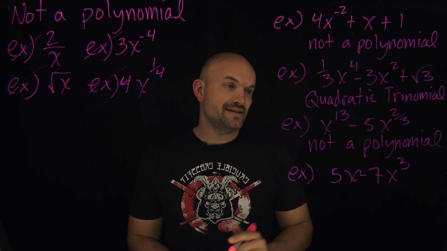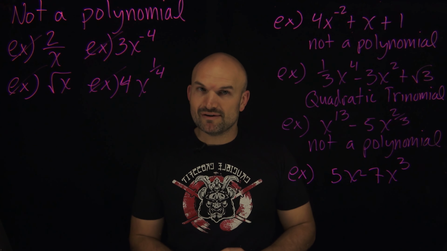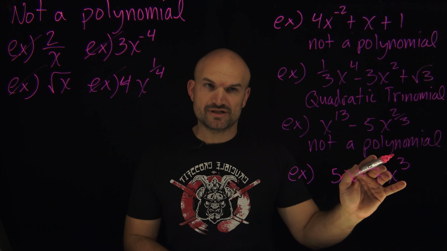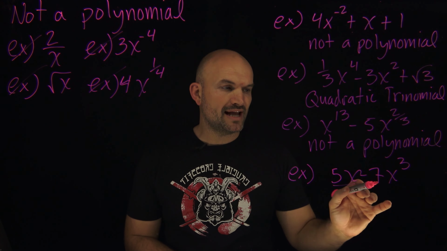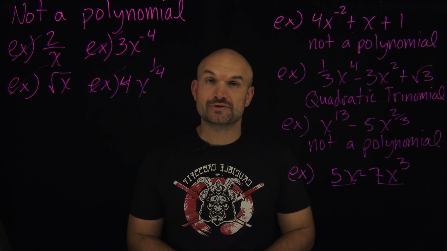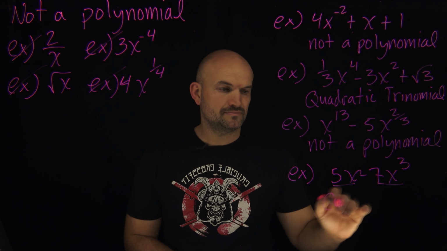Now, in this case, you can see that we have two terms now. We have 5x minus 7x cubed. However, the highest power, or the degree, is going to be a 3. So therefore, this is going to be a cubic. And you can see that we only have two terms, right? So therefore, this is going to be a binomial. So together, this is a cubic binomial.